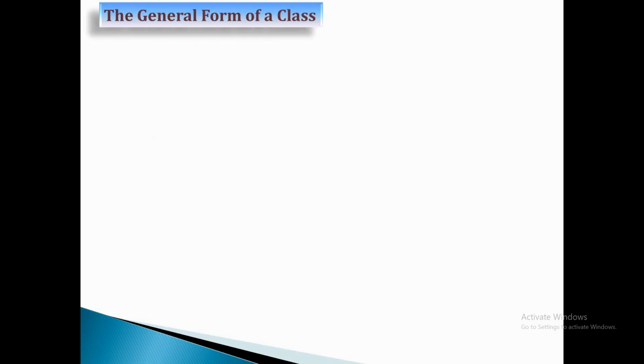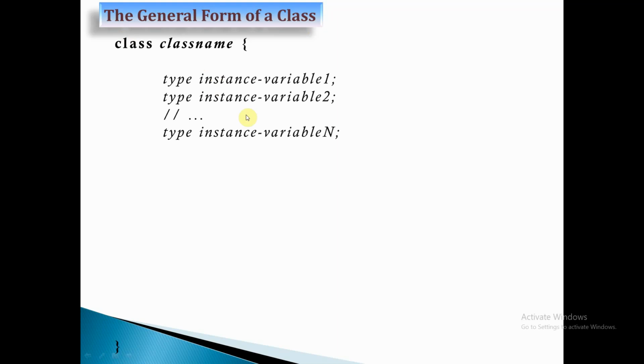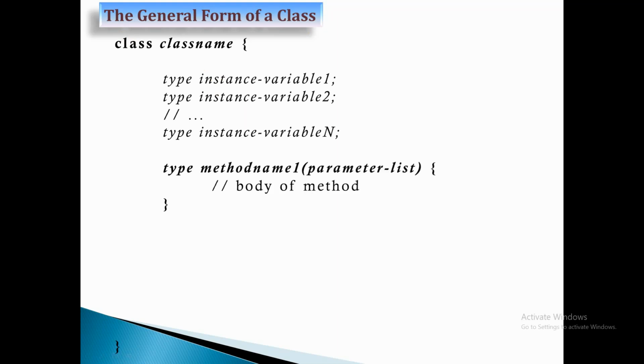Now let us discuss the general structure of a class. Here we have a class and the class name, and we have a curly brace. The basic structure of Java programming was already discussed in the previous video. Inside the class we have only two things. One is data, another one is functionality. The data is also called instance variable, and the functions we call member functions. Inside a class we can have any number of instance variables and any number of functions.